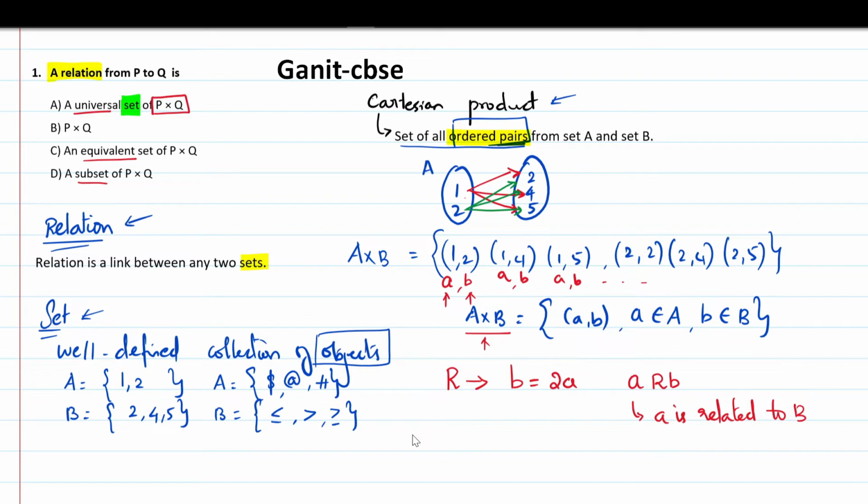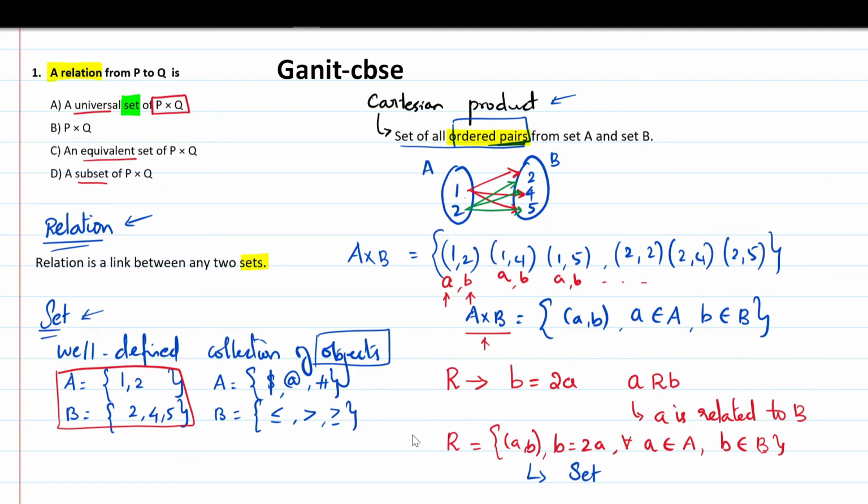We are using these two sets A and B, so I am relating A with B. I'm going to write this in the form (a, b): b is equal to 2a, for a belongs to set A, b belongs to set B. And this is one of the representations, and we call this the set builder form.